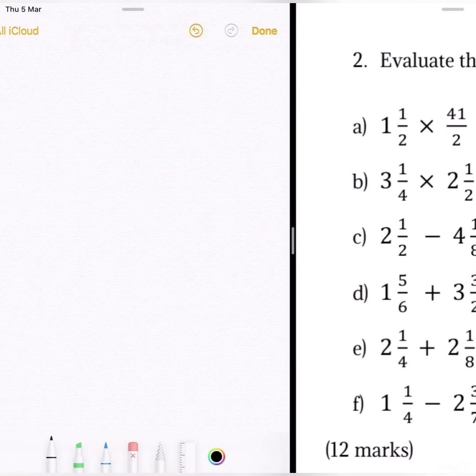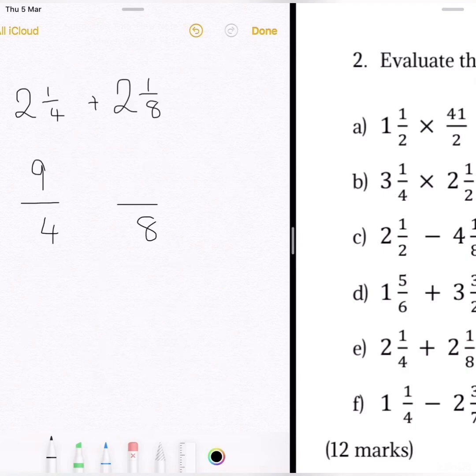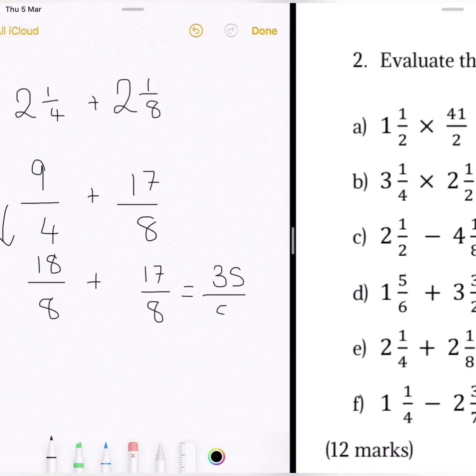So now we've got 2 1/4 plus 2 1/8. Again, just going to quickly run through this one, because hopefully we're getting it by now. So that's over 4, that's over 8. 2 times 4 is 8, plus 1 is 9. 2 times 8 is 16, plus 1, 17. But we have to have a common denominator. So that stays as 17 over 8. But this, we need to times by 2. 9 times 2, 18. So then we add 17 and 18 together, which gives us 35, still over 8.